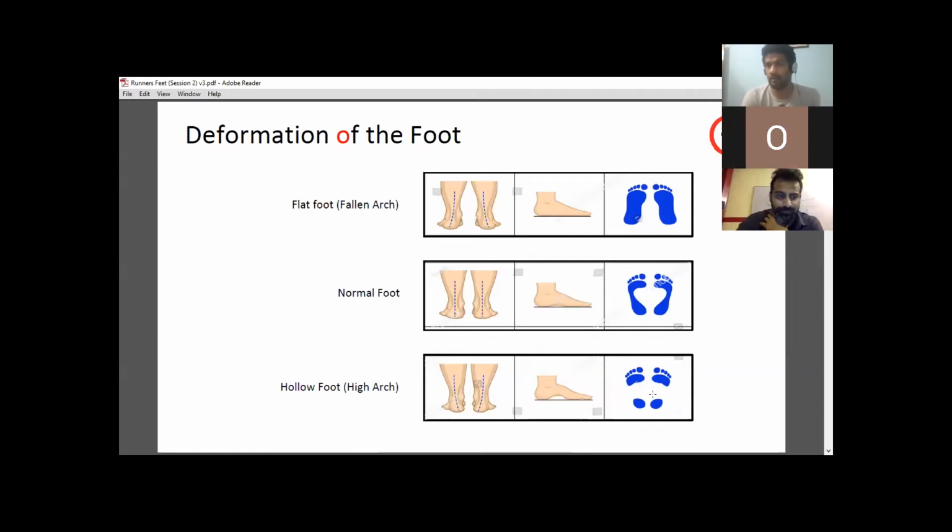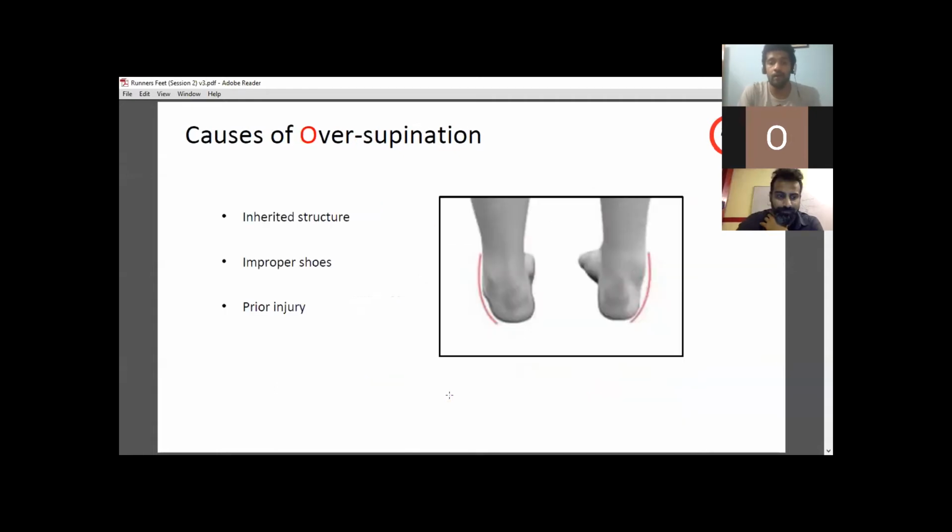Another picture I would like to highlight is the closed kinetic chain. As you can see in a neutral foot, the transmission of force or torque goes up over here. Whereas in a hollow foot it goes to the side, and in a flat foot it goes to the inner part. This is a topic for another day, but you can see how it's going out over here, and that will explain the next slide to you.